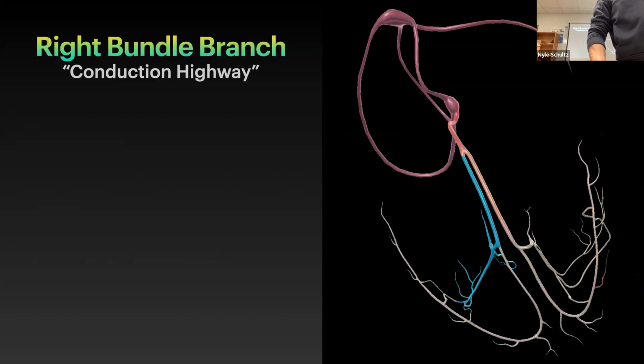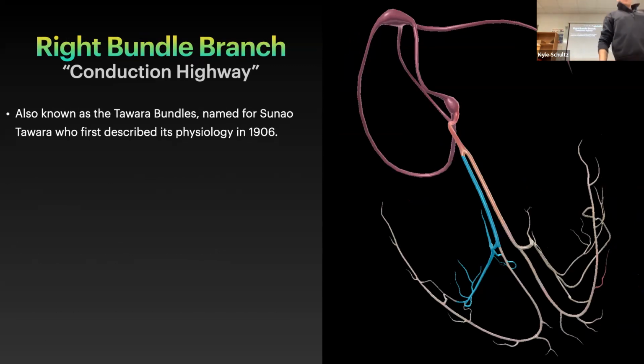Then we get to the right bundle branch. I like to think of these as conduction highways. If the bundle of His was responsible for slowing everything down, once we get to the right bundle branch, it's responsible for speeding everything back up. At the right bundle branch is where everything starts to get to that 2 meters per second in conduction velocity.